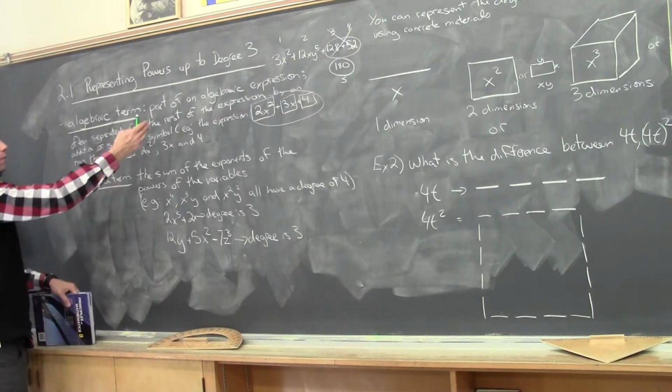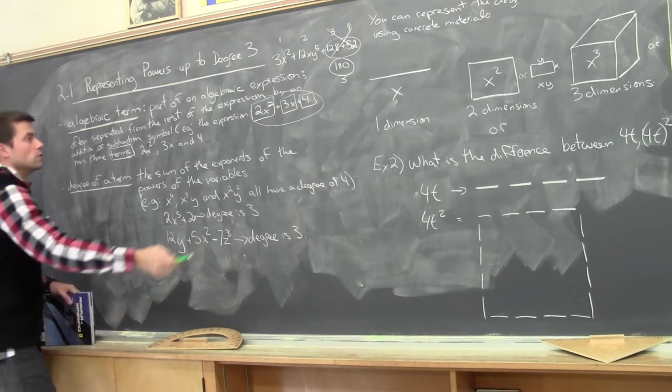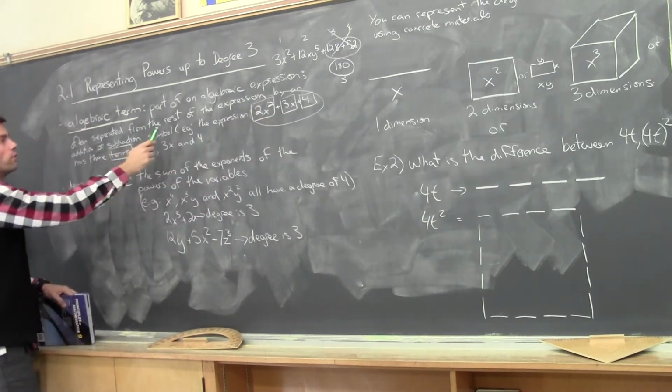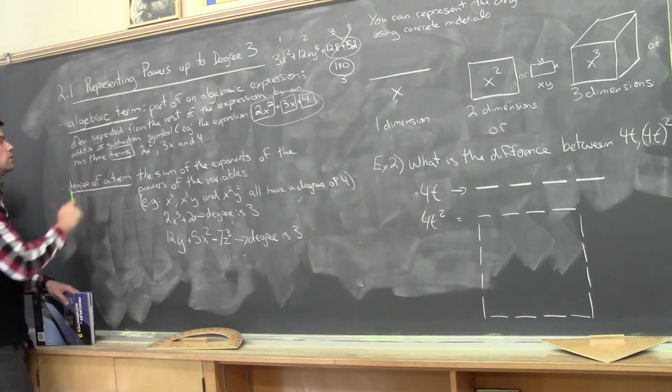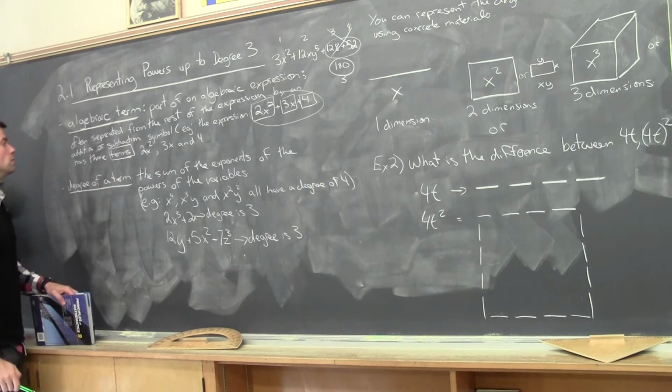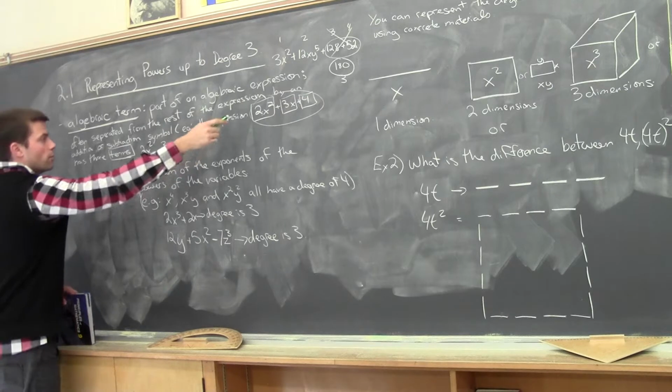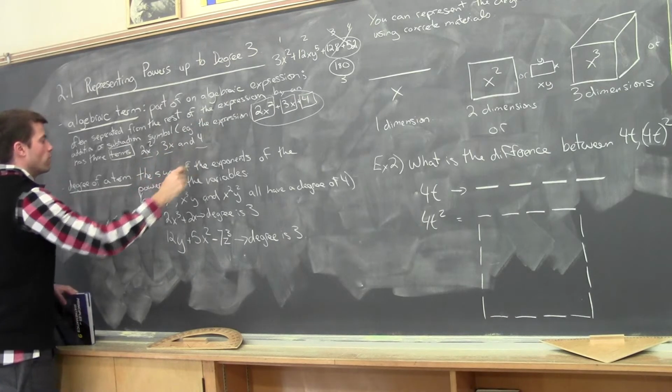So in proper definition, a term is part of an algebraic expression, which is this whole thing, often separated from the rest of the expression by an addition or subtraction symbol. This example has 3 terms: 2x squared, 3x, and 4.